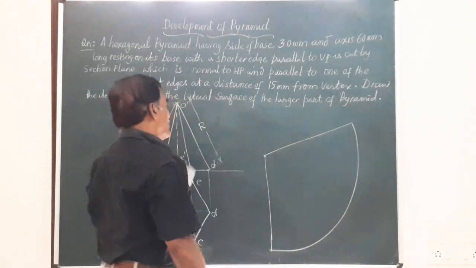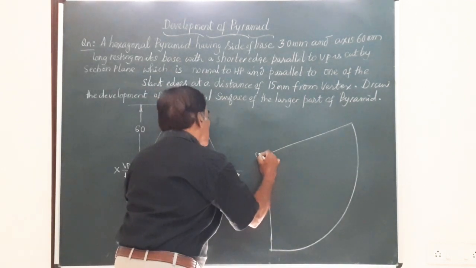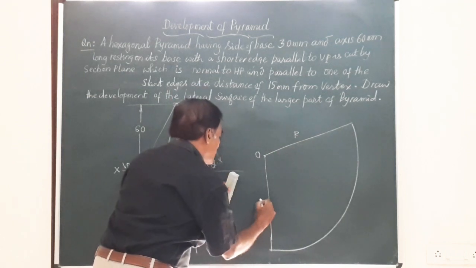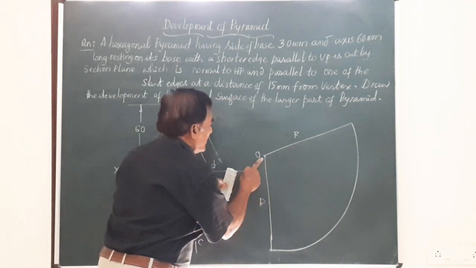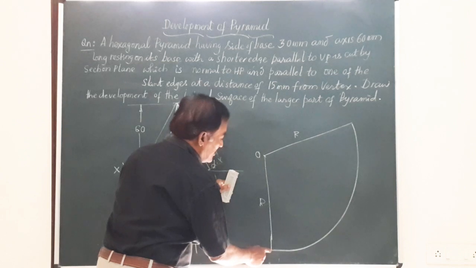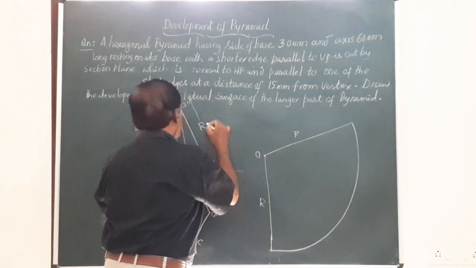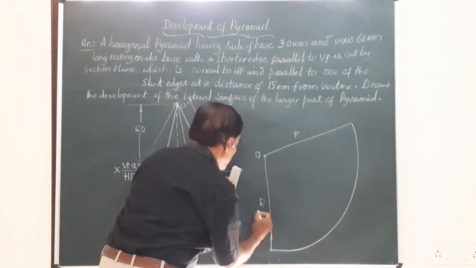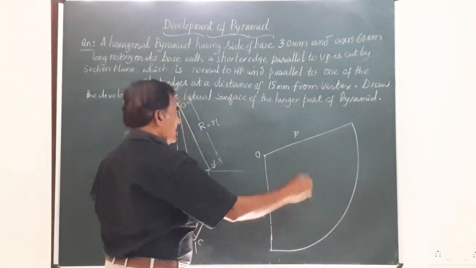So this is what you are going to have. This is center O, that is vertex. This length is R. This length is also R. Taking O as center, R as radius. R is nothing but the true length of the solid, the true length of the slant edge. So R is equal to the true length. So I have drawn this.